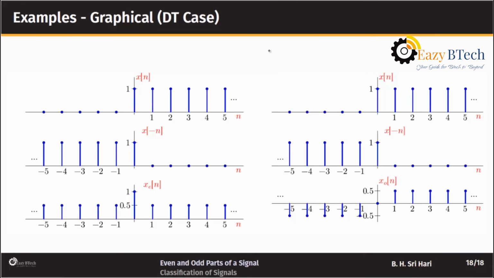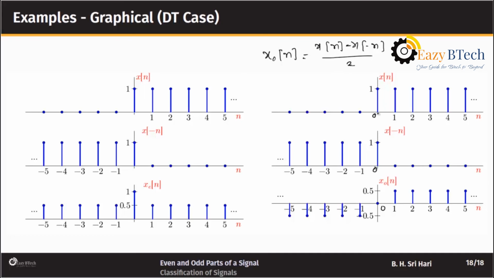In a similar fashion, you can find the odd part of a signal. The odd part of a signal is xo of n, which is x of n minus x of minus n, whole divided by 2. x of n is this, x of minus n is this. If you subtract, for n less than 0, this value is 0 and this value is 1. So 0 minus 1 would be minus 1, and you again divide by 2, and hence you get minus half for n less than 0.